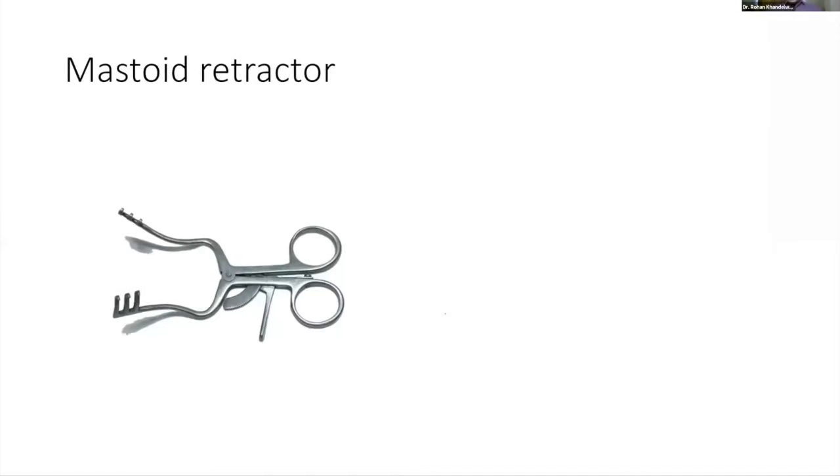Now, all those which I had shown you previously were non-self-retaining retractors. They won't remain in place themselves. Mastoid retractor is a self-retaining retractor. It has a lock. When you put it in place, it will remain there. So you don't need an assistant to hold this retractor. It will remain in place by itself.